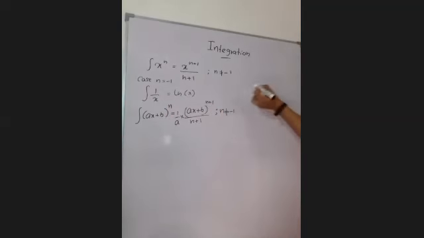For example, work out the integration of (2x plus 3) to the power 5. The answer is (2x plus 3) to the power 5 plus 1, that is 6, over 6, into 1 over a, where a is 2, the number in front of x. So the final answer becomes (2x plus 3) to the power 6 over 12, plus c.